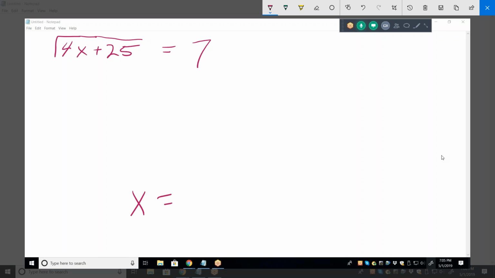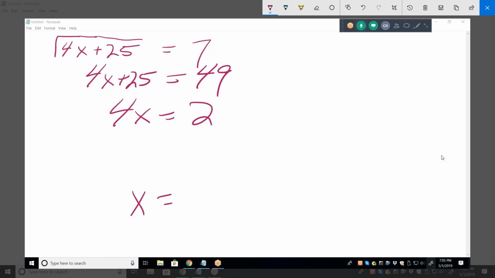Square both sides. Okay, so what's the next line? 4x plus 25 equals 49. Next line? It would be 4x equals 24. And the next line? X is 6. Now let's just check, make sure. When we plug it in, we get the square root of 24 plus 25, which is 49. The square root of that is 7. Right. All right, what else?